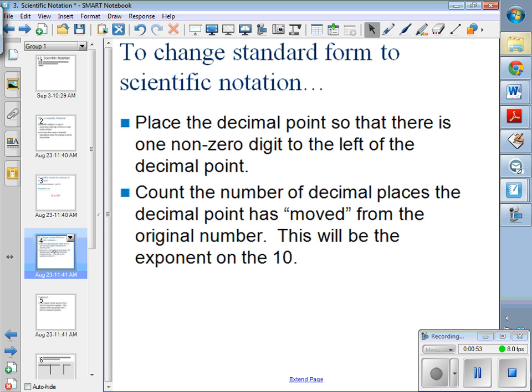10. To change standard form to scientific notation, you're going to place the decimal point so that there is one non-zero digit to the left of the decimal point. And you're going to count the number of decimal places the decimal point has moved from the original number. This will be the exponent on the 10. This will make sense once we do it, but right now you're filling in your notes.